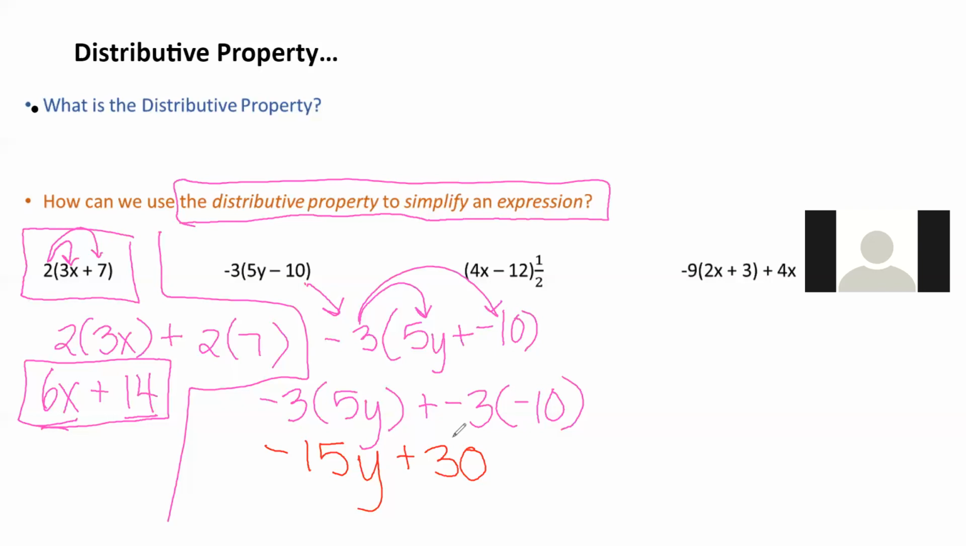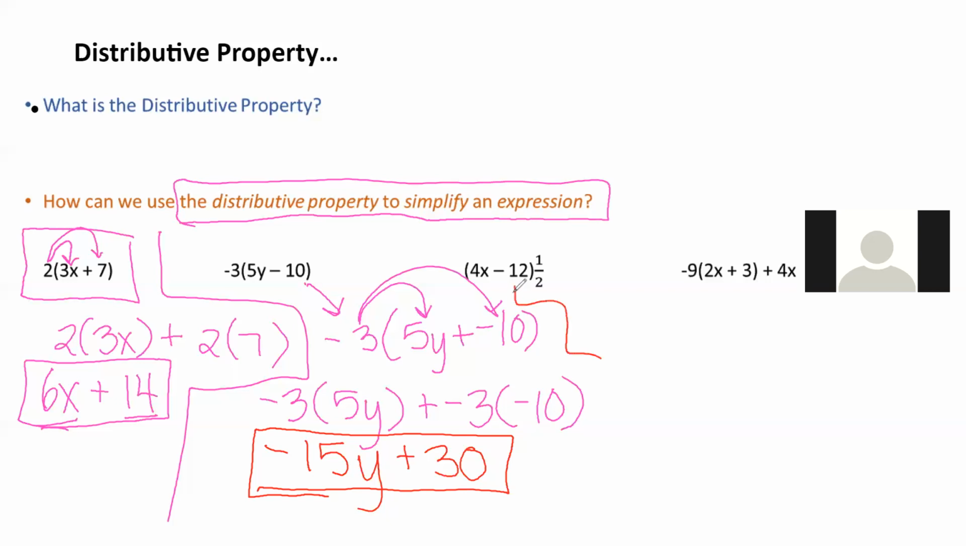So if we combined it, and if we got -15y plus 30, can I do anything else? Yeah, Victoria, you're right. I can't do anything else. Nothing else to be done. So I'm done. That's my final answer. Right. You are right. Good.